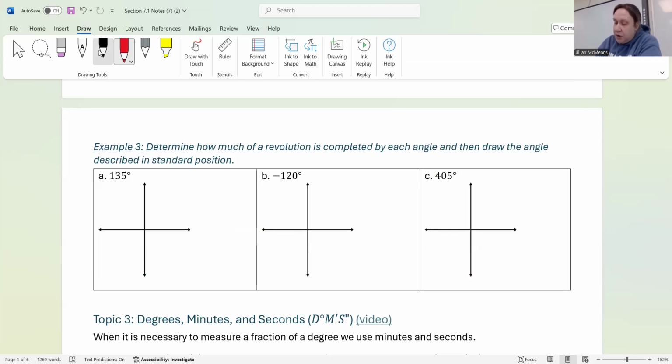So we're going to look at 135 degrees, and we're going to compare it to 360 degrees. Now, if you're really good at simplifying fractions, you could simplify this fraction by hand. Me, I'm going to save a little time and energy, and I'm going to use my calculator.